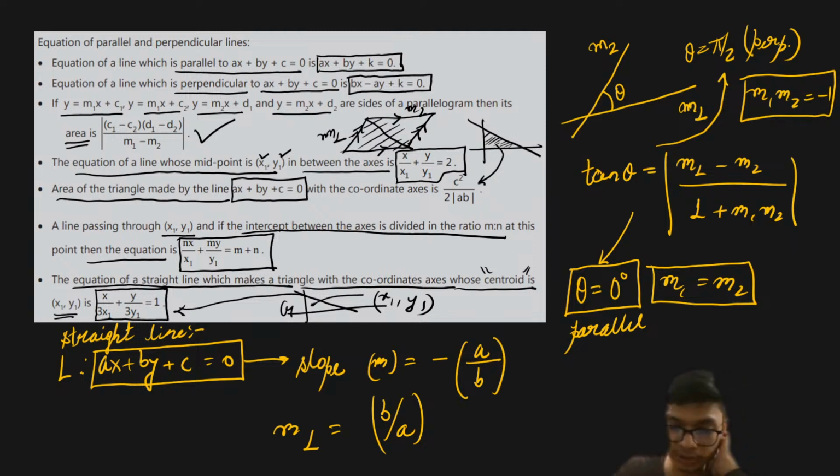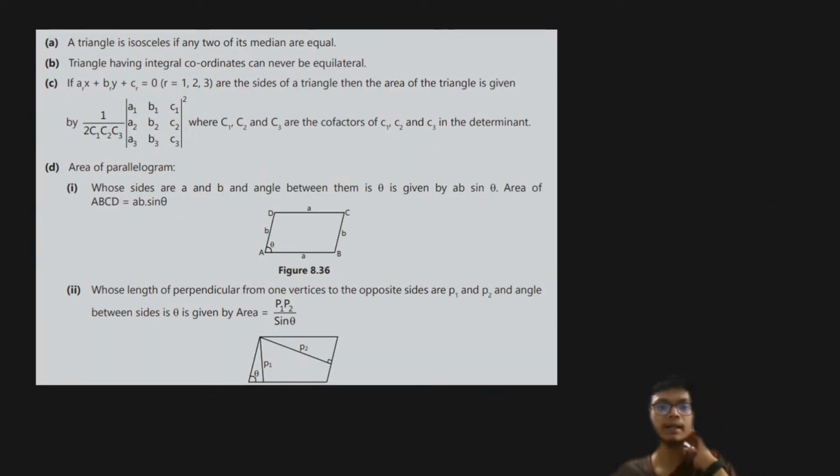Okay, so let's now move to the next concept. The next concept is that if I have an isosceles triangle, now this is related to the geometric properties of a triangle.